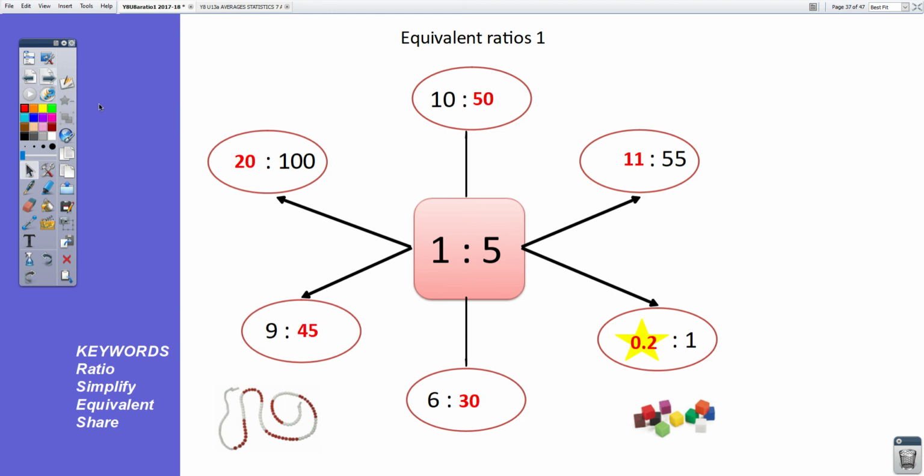Okay, here are the answers. 1 to 5. So the second number has always got to be 5 times the first number. So 10 to 50, 11 to 55, 6 to 30, 9 to 45, 20 to 100, all fairly straightforward. This last one here, 5 to 1, we've had to divide by 5, so we have to take 1 and divide by 5, giving us 0.2. That last one a little trickier.